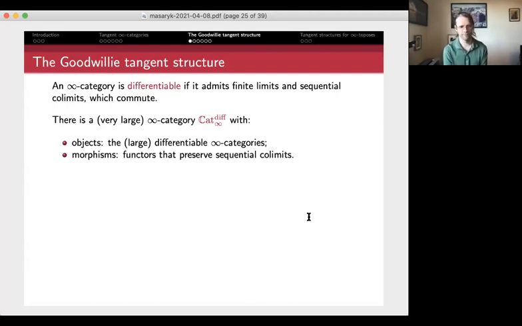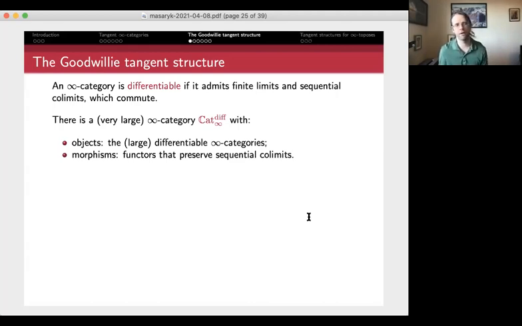So which collection of infinity categories are we going to define a tangent structure on? Here is a definition. We'll say that an infinity category is differentiable if it admits finite limits and sequential colimits, and those have to commute. And we can define an infinity category whose objects are these differentiable infinity categories, paying some attention to the size estimates, of course. And the morphisms are the functors that preserve these sequential colimits.